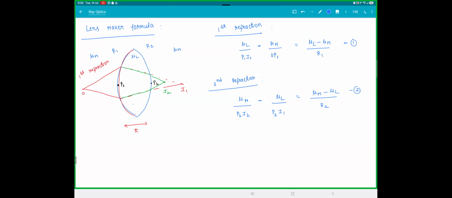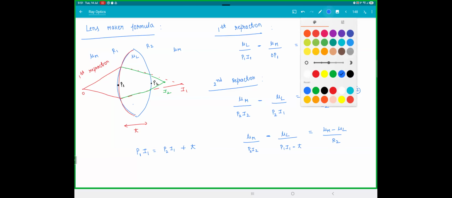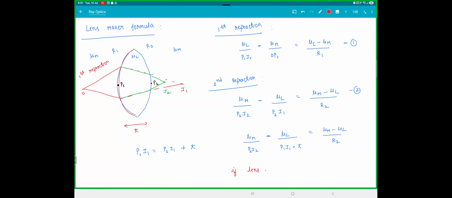Now when you look at this, P1 I1 is nothing but P2 I1 plus t. So technically, this is the formula you should write: mu m by P2 I2 minus mu L by P2 I1, where P2 I1 will be P1 I1 minus t, is equal to mu medium minus mu L by R2. So if you add them, nothing happens. But if your t is very, very small, if the lens is thin, then t tends to 0. Then your equation 2 will become P1 I1 and P1 I1. So then your new equations will look like this.